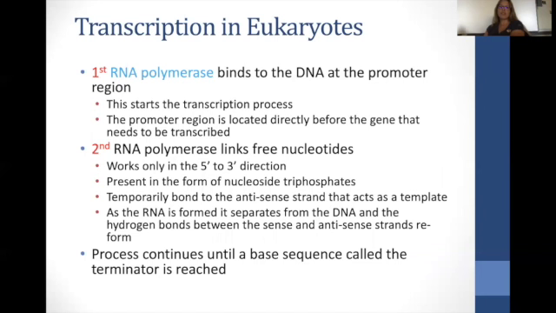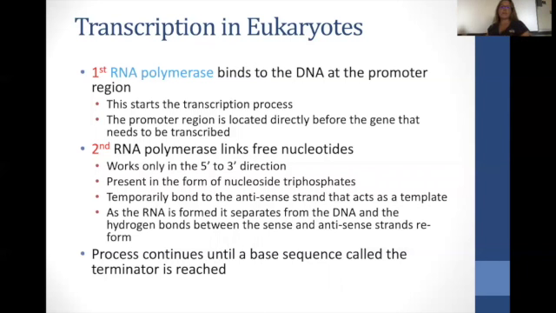Transcription in eukaryotes. The first step, RNA polymerase binds to the DNA at the promoter region. This will start the transcription process. The promoter region is usually a TATA box. It's a repeating sequence of nucleotides that are like this big neon sign that says, hey, the gene you want to transcribe is over here.